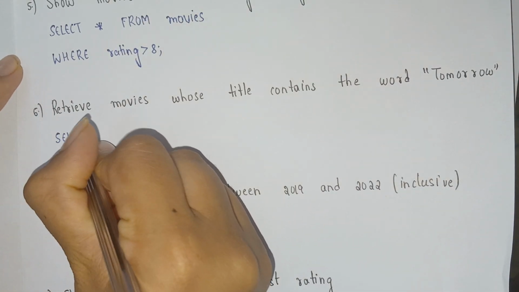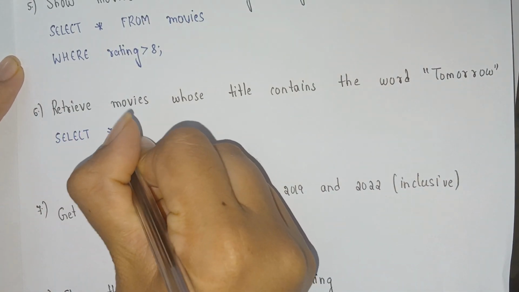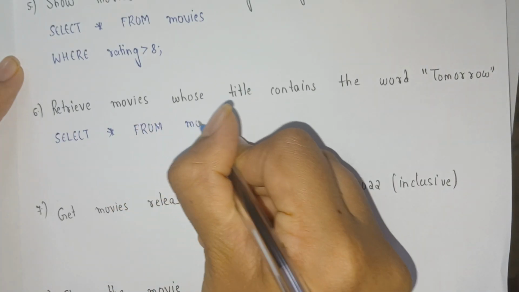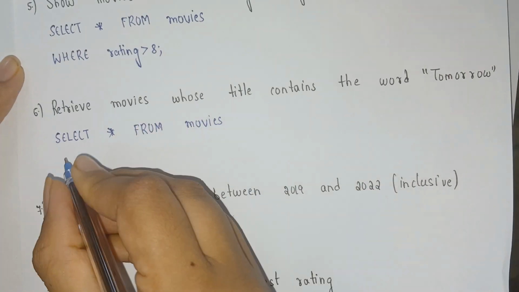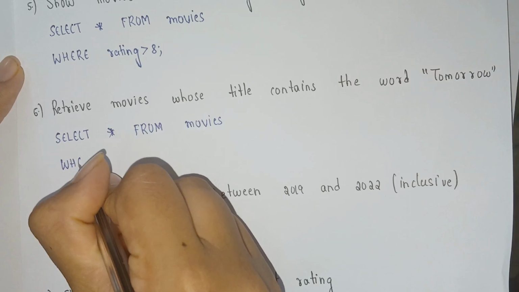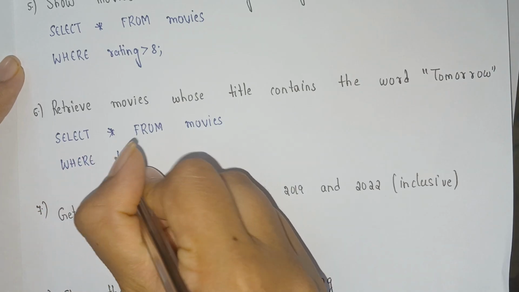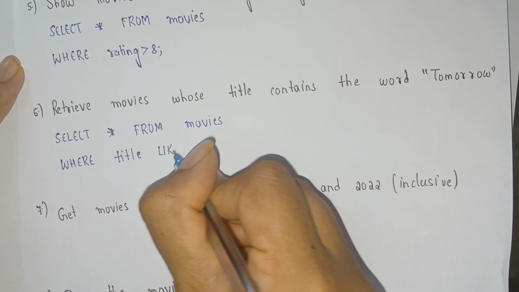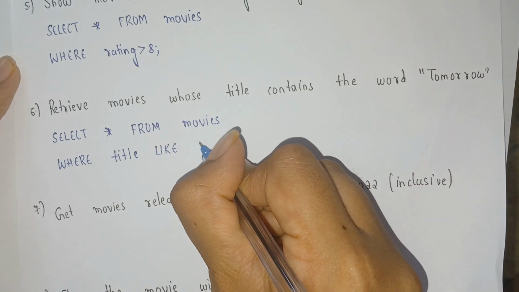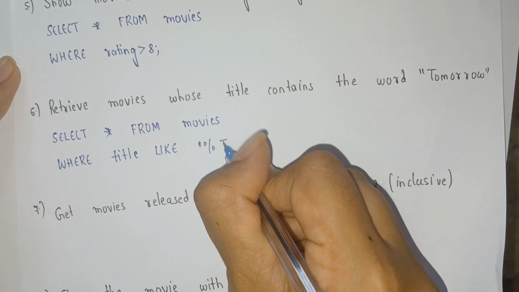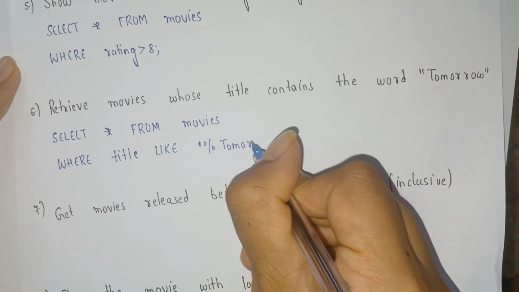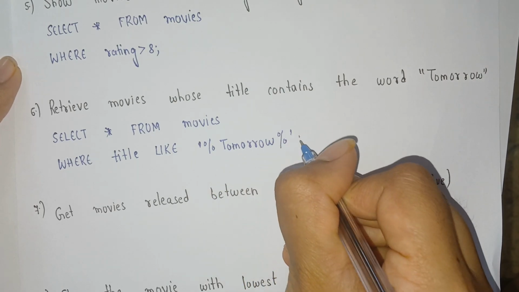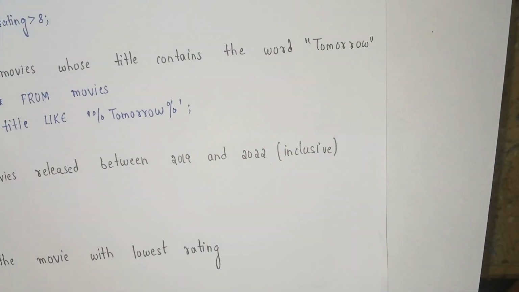You will know this, right? We can do select asterisk from movies where title like, not starts with, we can use this directly. Okay, what is this? I'll explain.